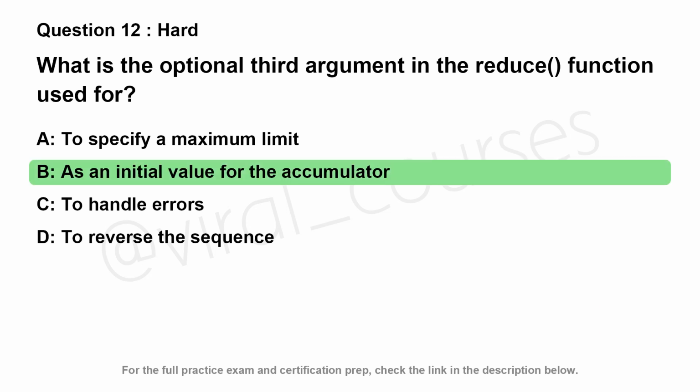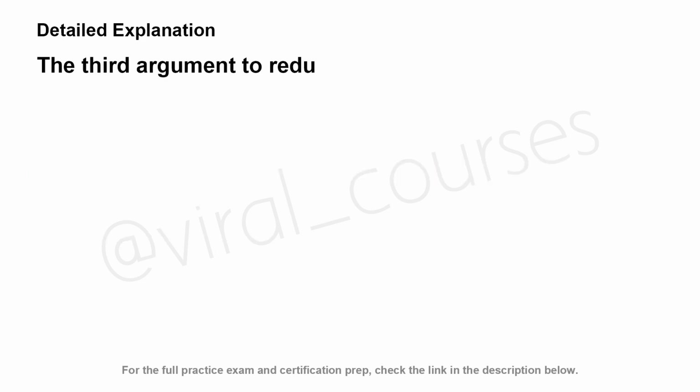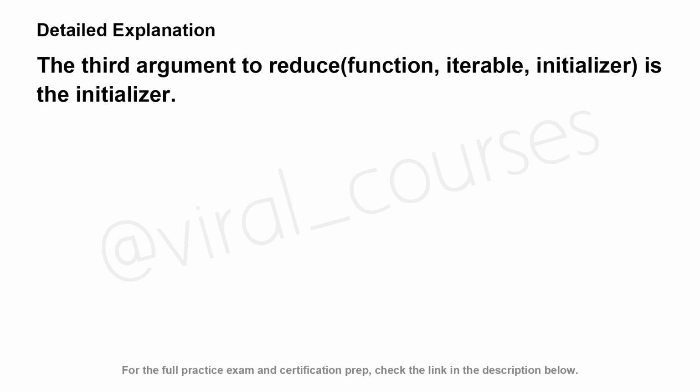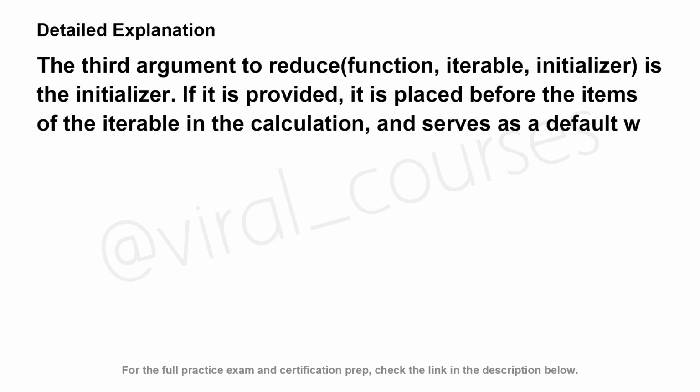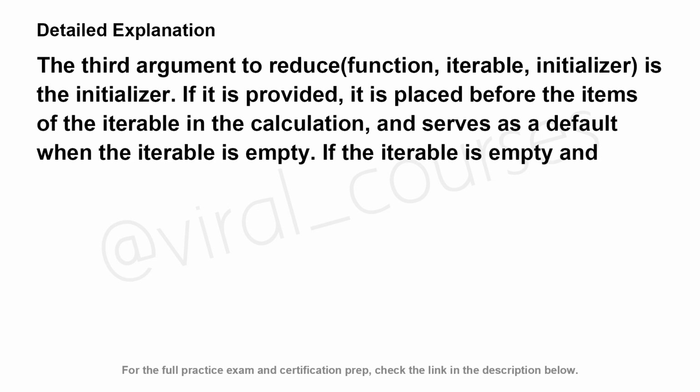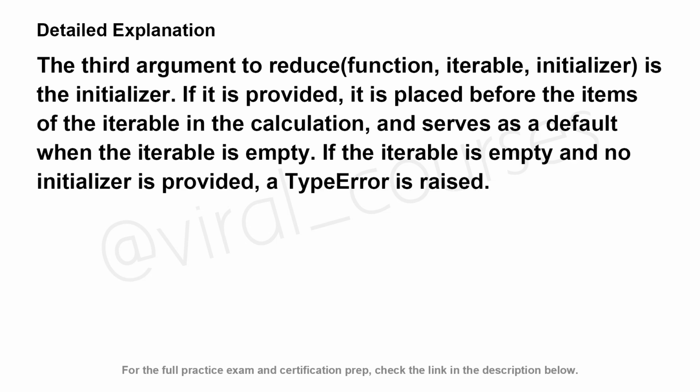The correct answer is B. The third argument to the reduce function, reduce(function, iterable, initializer), is the initializer. If it is provided, it is placed before the items of the iterable in the calculation and serves as a default when the iterable is empty. If the iterable is empty and no initializer is provided, a TypeError is raised.